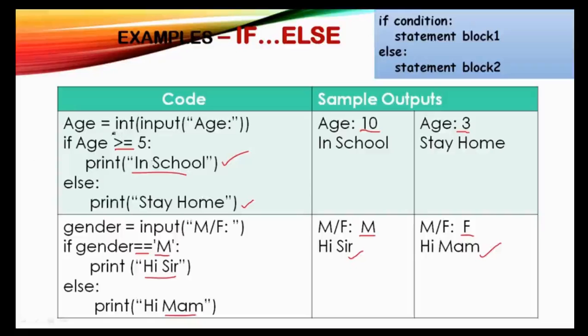You may remember that age is an integer input. Since age is of numeric type, the value is accepted as an integer, whereas M and F are characters, so we are inputting the value as a string. No int input or float input is needed here because we are accepting a character.